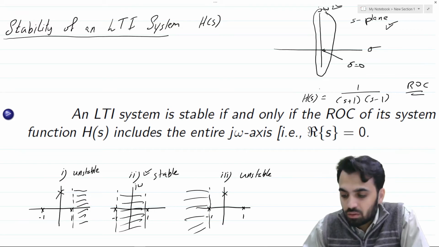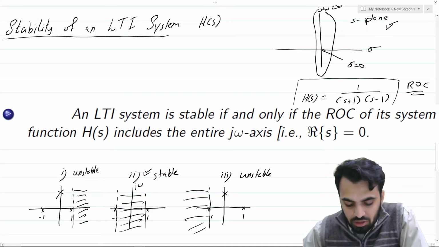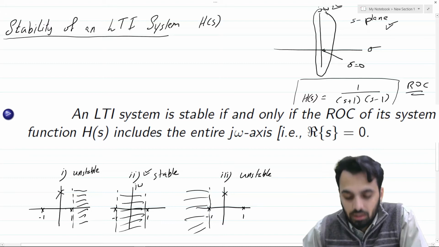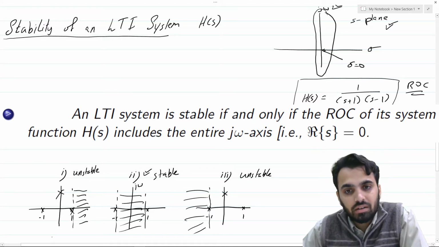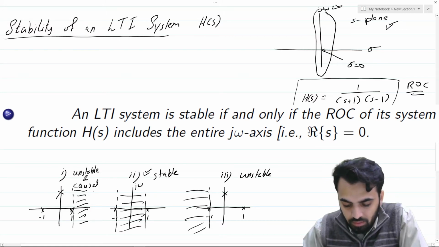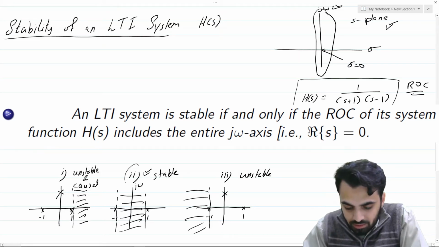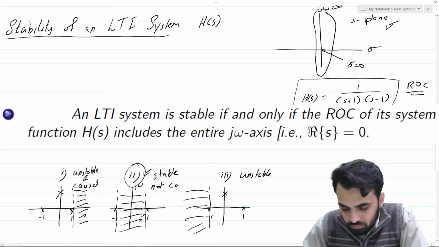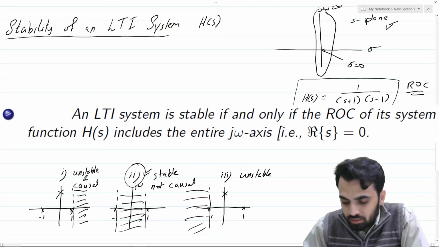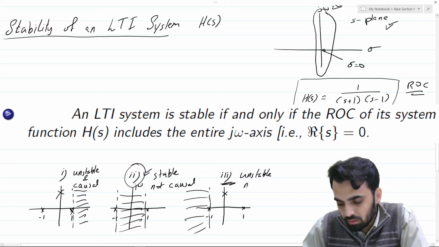Also note that we can determine the causality of this kind of a function, since this is a rational function. So if the region of convergence is towards the right of the rightmost pole, this means that the system is causal. So this is unstable and causal. Over here, the region of convergence is not towards the right of the rightmost pole in the second case. This is stable but not causal. And lastly, the third case, this is unstable and also not causal.